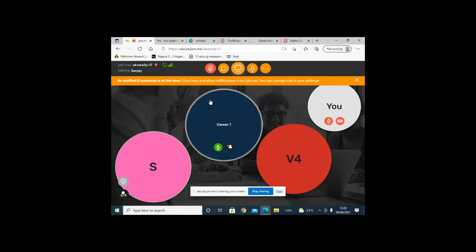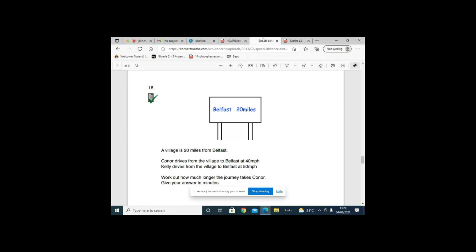No problem. So, what we did was compound measures. I went through speed. Your speed is how fast you're traveling, how fast you are moving. I said earlier that speed equals distance divided by time. There are so many units for speed: miles per hour, kilometers per hour, and also meters per second.